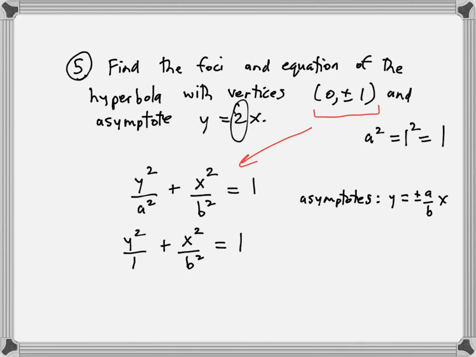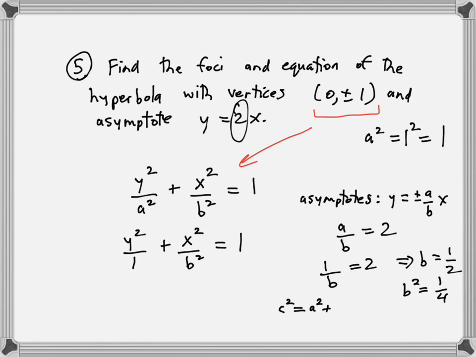But they told us that one of them was y equals 2x, which means that a over b has to equal 2. But we already know that a is 1, so 1 over b is 2. So this means that b is a half. In other words, b squared is 1/4. Okay, so we're getting there. We're almost there, right? We know that a squared is 1 and b squared is 1/4. So finally we can do c squared. C squared is a squared plus b squared, which is 1 plus 1/4, which is 5/4.